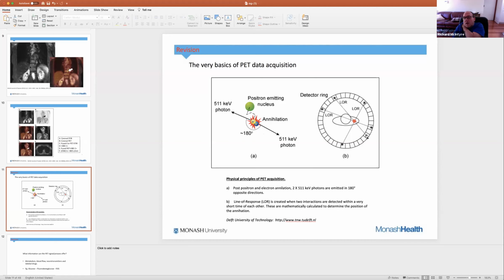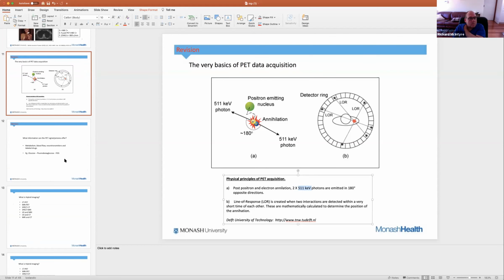So if at exactly the same time, or within nanoseconds, the detectors detect a signal here and a signal here, they know that something is happening along that line of response. And then, of course, a bit like CT, they can narrow down where that lesion's coming from. They're positron emitting nuclei that are 511 kilo electron volts, okay? So they detect electrons that are 511 kilo electron volts. Okay, so that's very basic of how it all works.